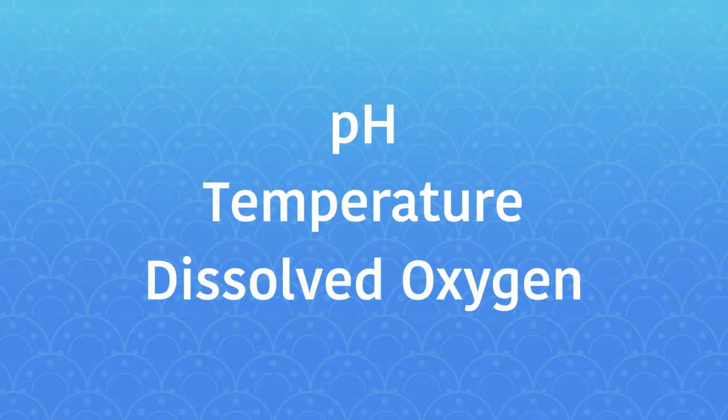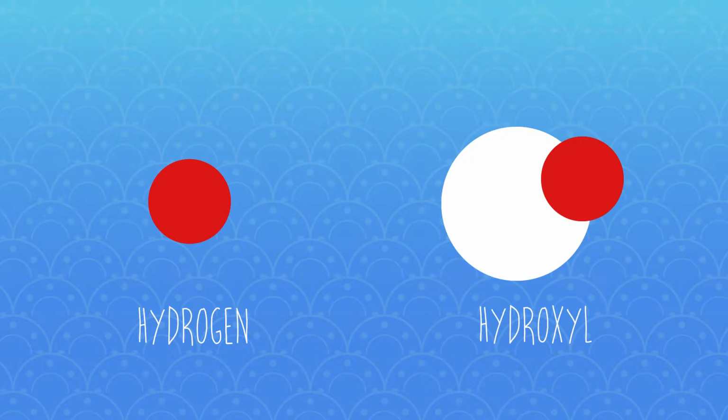In this episode, we will discuss how to optimize the water conditions in your aquaponics system by looking at the water's pH, temperature, and level of dissolved oxygen. Two important players to know for this episode are the hydrogen ion and the hydroxyl ion, which is made up of hydrogen and oxygen.